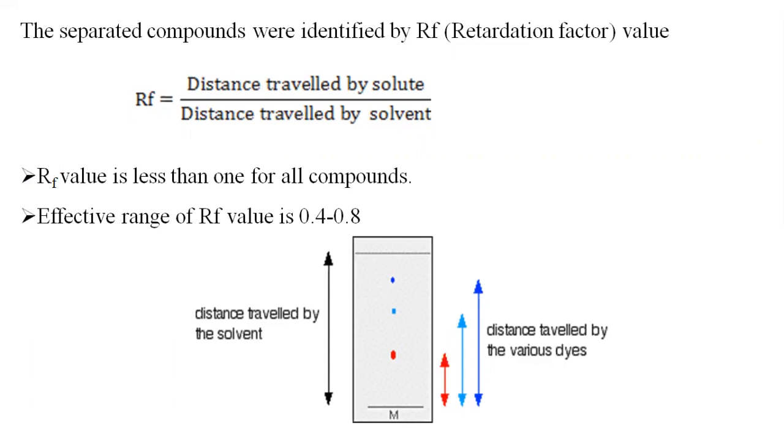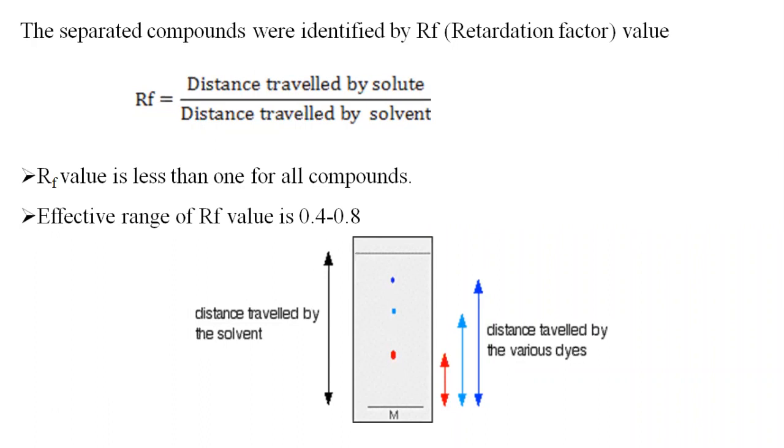After that, we have to calculate the distance traveled by the solvent, from the baseline up to the distance the solvent has traveled. Here we have represented the distance traveled by the solvent, where the solvent is nothing but the mobile phase. Next we measure the distance traveled by each analyte in the mixture: first analyte, second analyte, third analyte. They travel different distances based on their affinity towards the stationary phase.